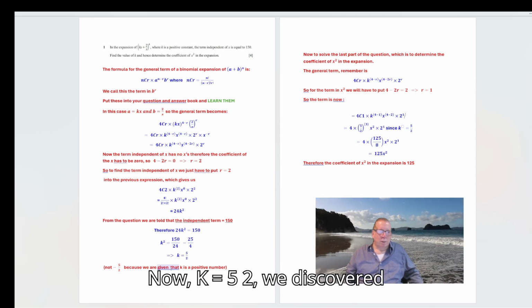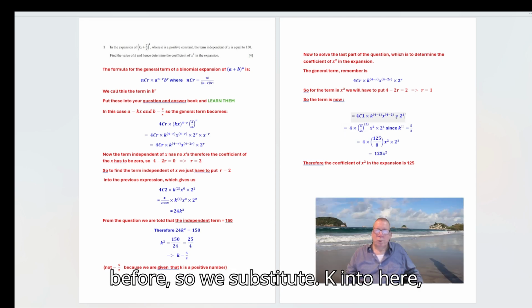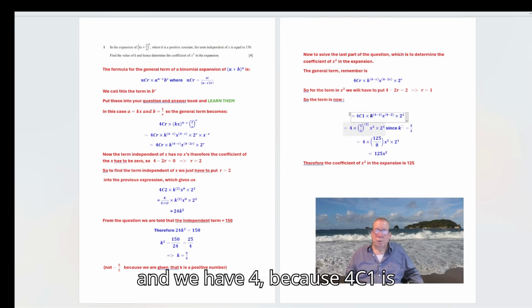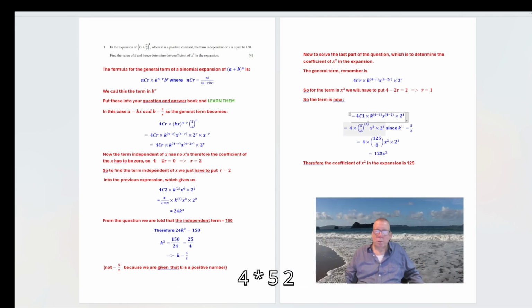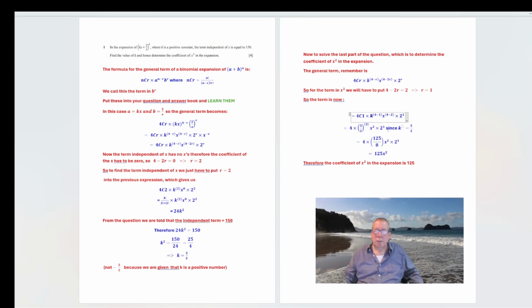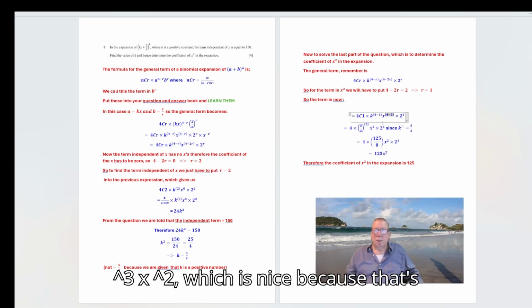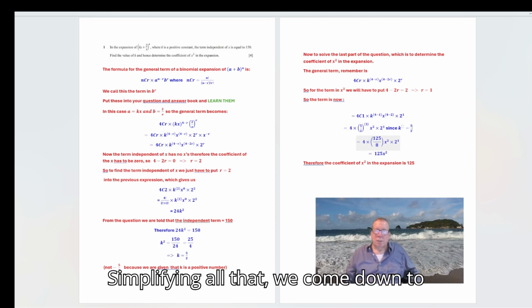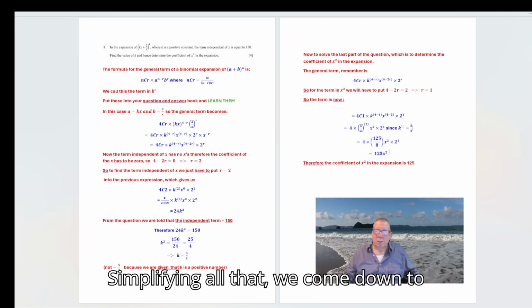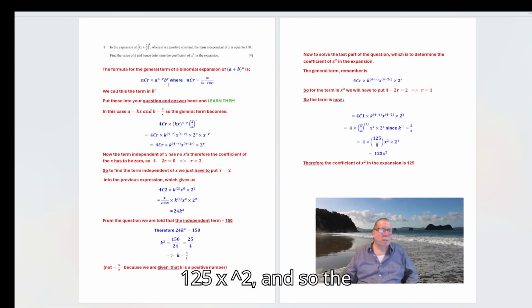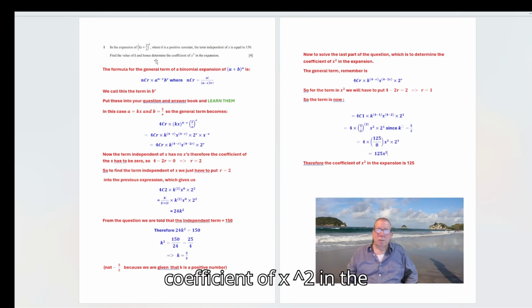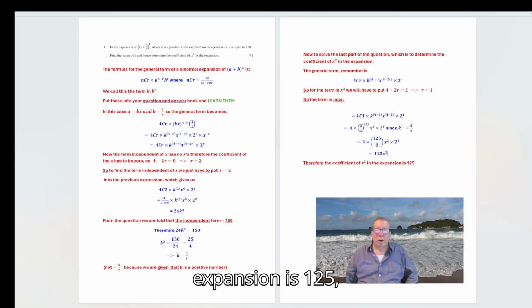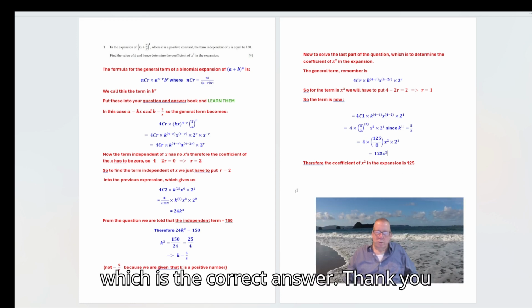Now k equals 5 over 2 we discovered before, so we substitute k into here, and we have 4, because 4C1 is 4, times (5 over 2) cubed, times x squared, which is nice because that's what we want, times 2 to the 1. Simplifying all that, we come down to 125x squared, and so the coefficient of x squared in the expansion is 125, which is the correct answer.